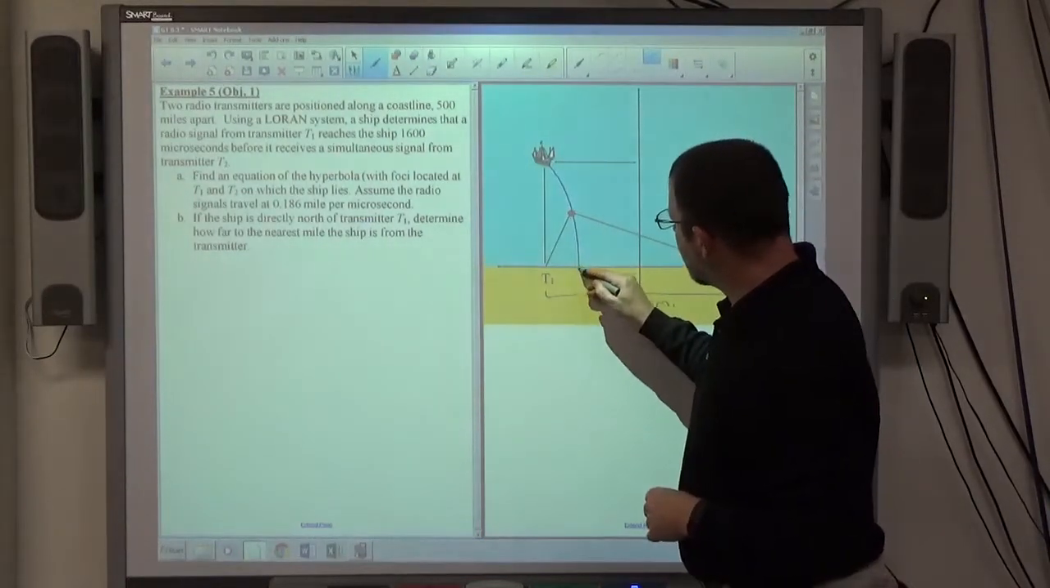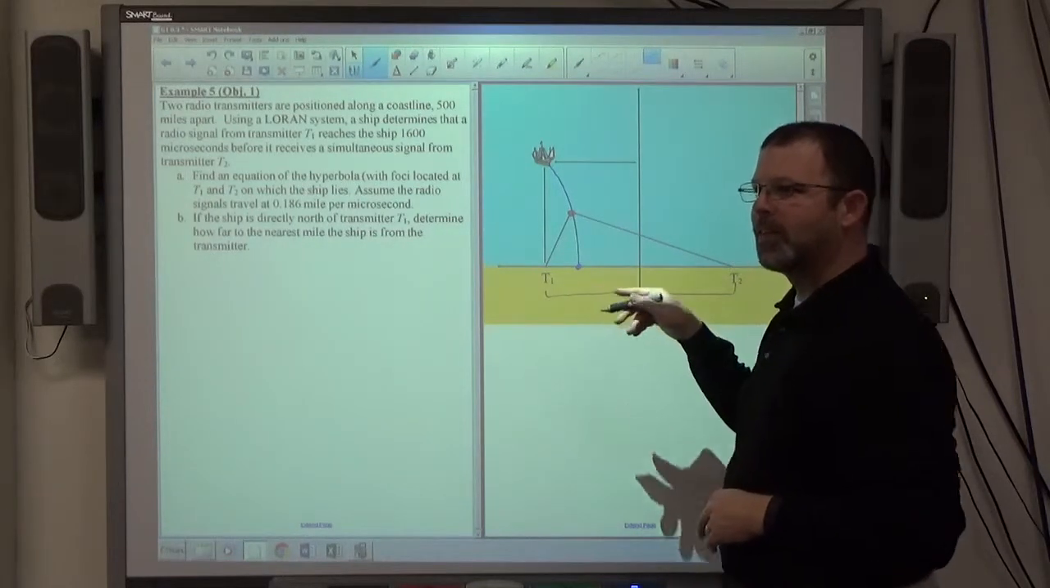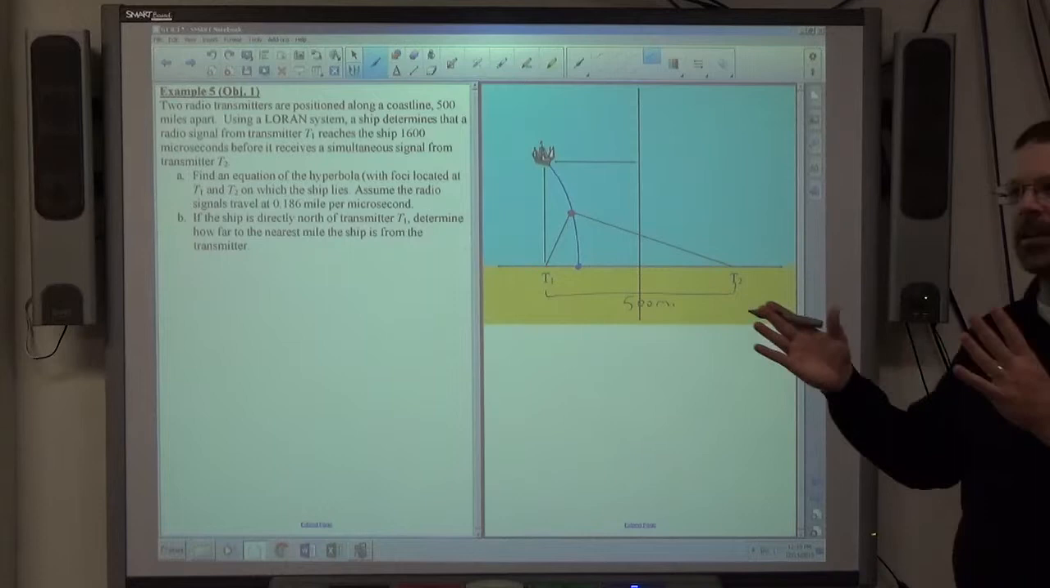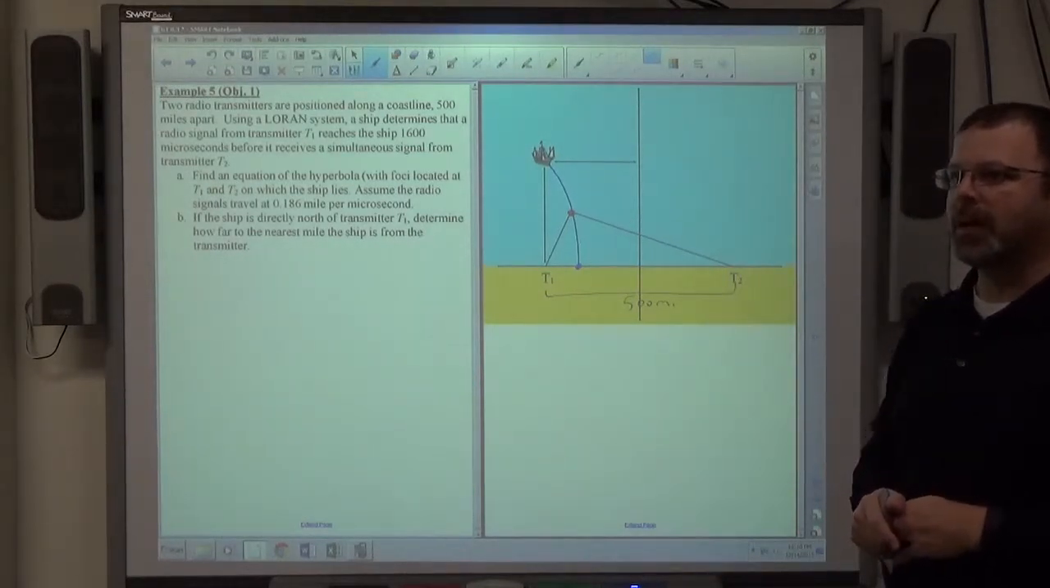So the place where the ship's going to be hitting the coastline, hopefully there's a harbor there or something for him to go into. I can have some terrible thing happen to the ship captain, but keeping that 1600 microsecond difference in those transmissions, we can guide the path safely to wherever we needed to go.